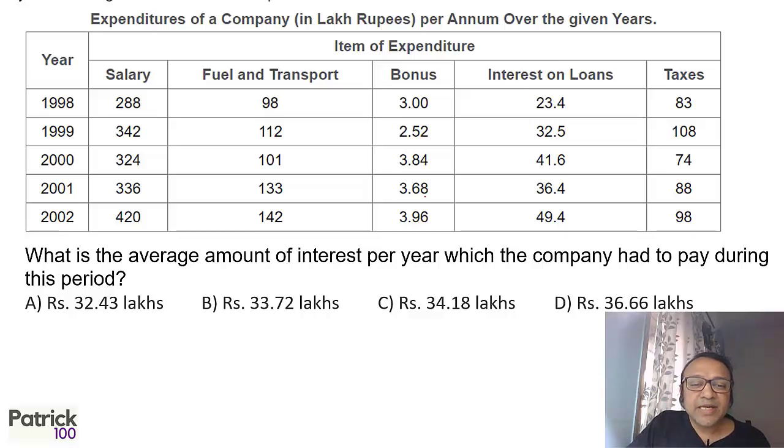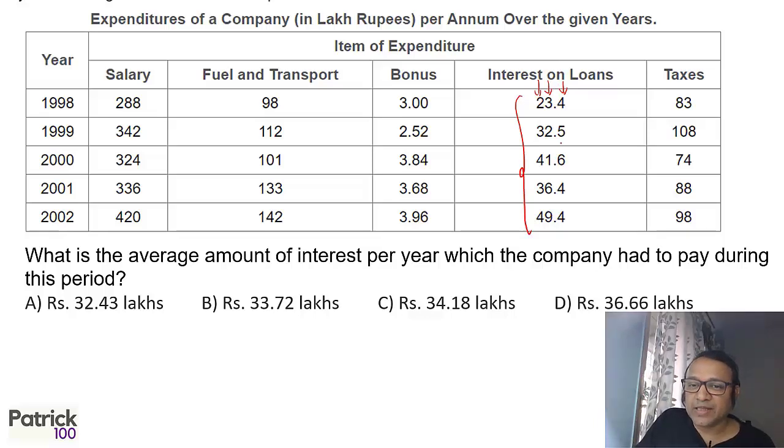So what is the percentage amount of interest per year which the company had to pay during the period? So interest amount per year. So we want the average. Now one way to do this is you can take the average of each place, tens place, units place, and after the point, and then find out.